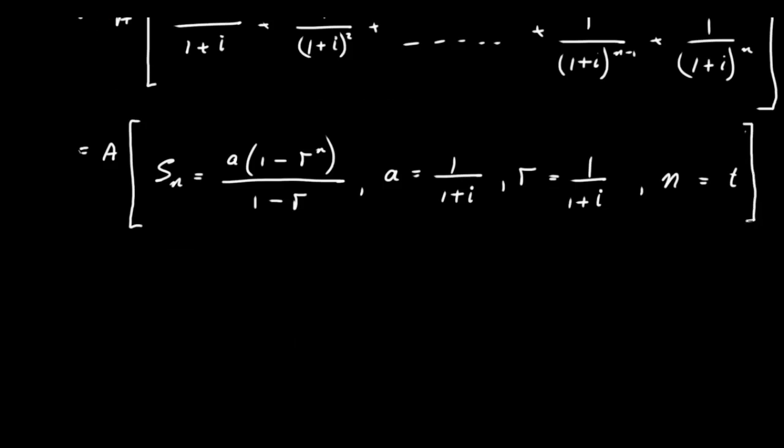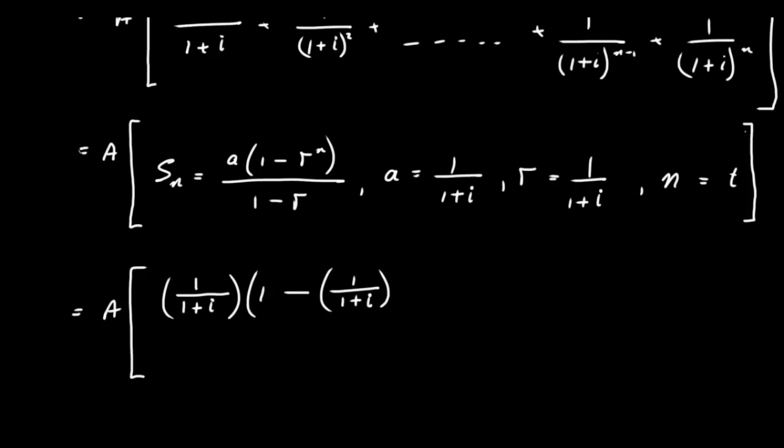So let's just put these values into our formula. So we have a, which is 1 over 1 plus I. That's our a. Then we've got 1 minus r, so that's going to be 1 minus 1 over 1 plus I. We need to raise the r to the power of n, in this case t. Then that's all going to be over 1 minus r, which is 1 over 1 plus I.